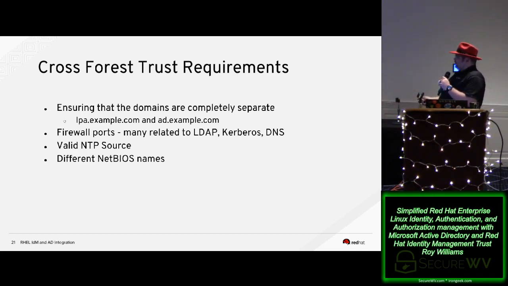We have to get firewall ports open. So if there's firewalls segmenting these networks, we have to take care of that. We also have to take care of the host-based firewalls, making sure that things are able to get in and out okay. We have to have a good NTP source, so ideally we want to have a Stratum 1 source, but any source, NIST or any other NTP source will work, and everything has to have different NetBIOS names.